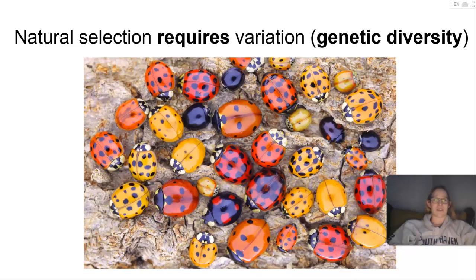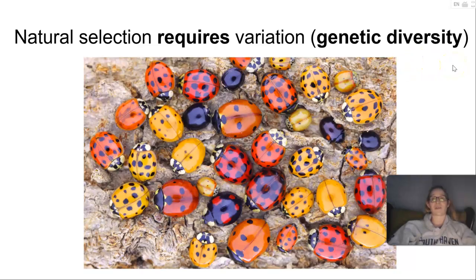So, final thought here is that natural selection requires variation or genetic diversity. If we don't have this kind of variation within a population, we aren't going to see a shift from red to black or black to yellow or whatever might happen. We do need genetic diversity to see this shift in phenotype over time. So that is one final thought here.